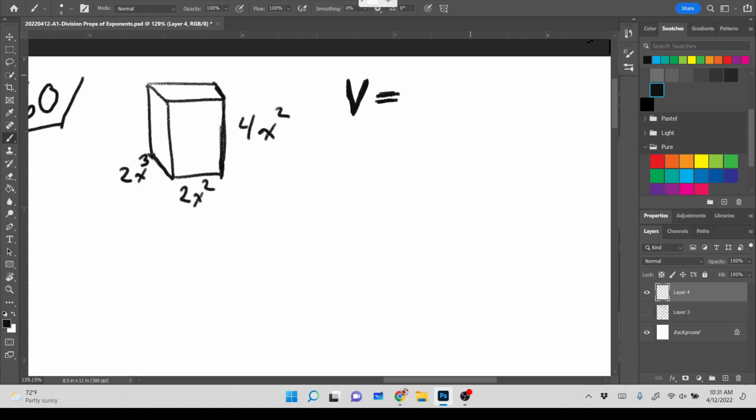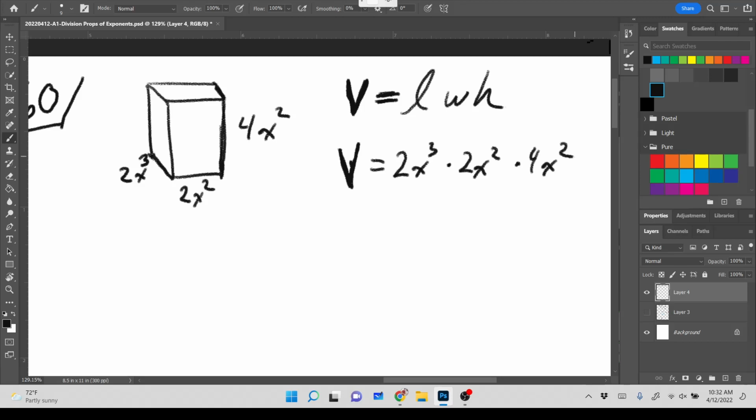How do you find the volume of a rectangular prism? Pretty sure, add up the three sides. No, lies. Multiply them. Length times width times height. Yes? Okay, so in this context, that would be 2x cubed times 2x squared times 4x squared.